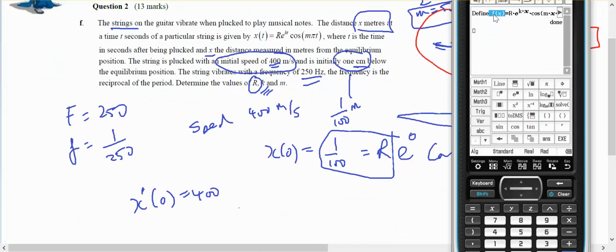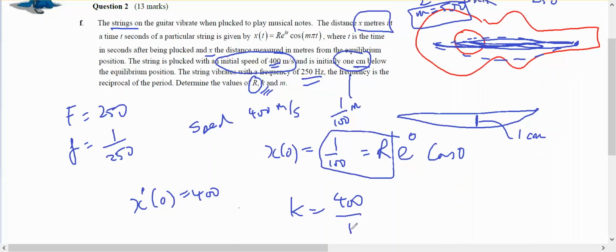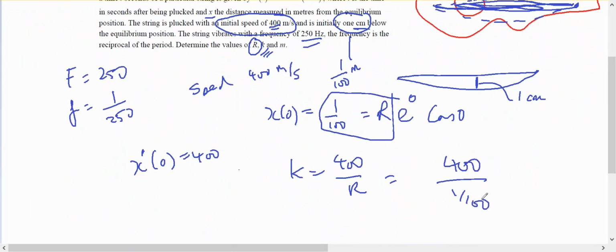So what I'd like to do is take the derivative. I've also, by the way, used x instead of t. So if I take the derivative of this with respect to x, make it equal to 400, and I go x equals 0, then I take that answer and make x equals 0, because it's times 0. What am I looking for? I know what R is, K is going to be 400 divided by R. So K is going to be 400 divided by R. And R was equal to 1 on 100. Therefore, K is equal to 4 with 4 zeros.